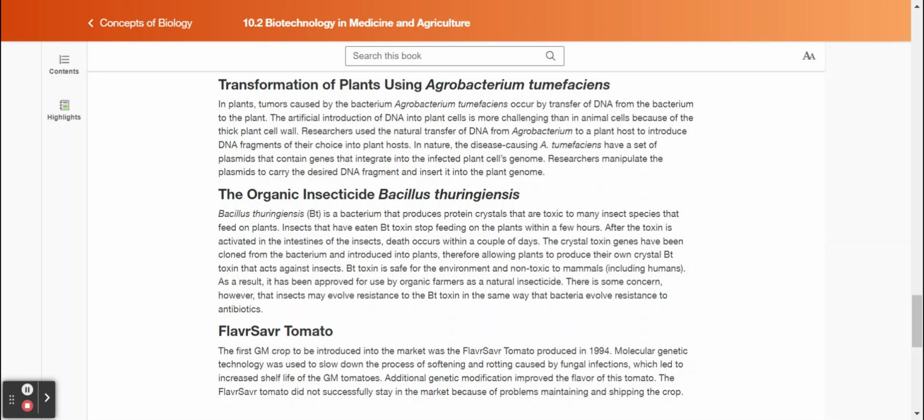In nature, the disease-causing A. tumefaciens have a set of plasmids that contain genes that integrate into the infected plant cell's genome. Researchers manipulate the plasmids to carry the desired DNA fragment and insert it into the plant genome.